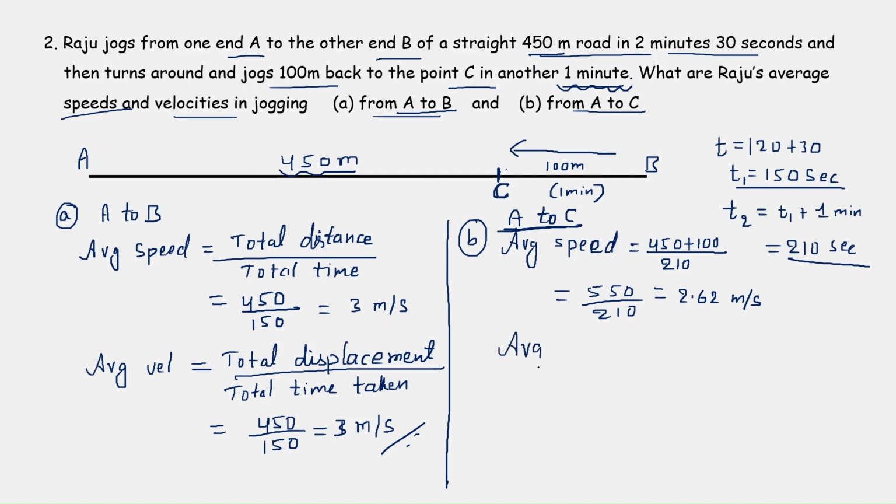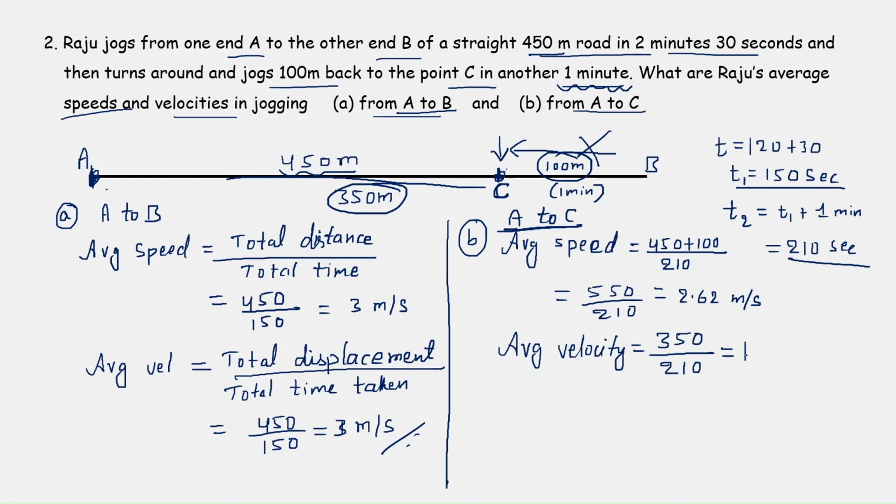What will be the average velocity? Average velocity equals the total displacement by total time taken. He has traveled from point A to B and then C. So what is the final position? The final position will be point C. And what is the displacement? The shortest distance between point A and point C will be 350 meters, because 100 meters gets cancelled, right? Final position minus initial position is 350 meters. So the displacement, 350 meters, divided by total time, 210 seconds. So the average velocity will be 1.66 meter per second.